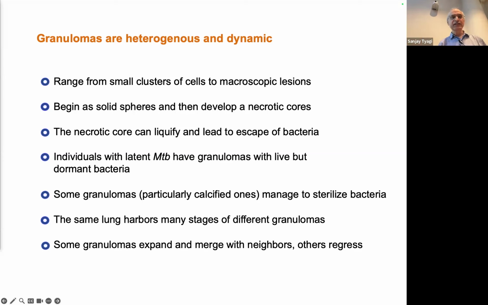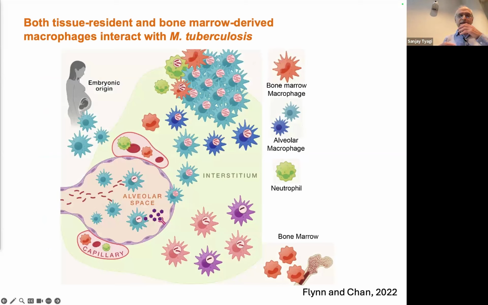It continuously changes. And this figure is taken from a very nice review in Cell by Flynn and Chan. Chan is not here, so if I make mistakes, there it is. Joe, if I make any mistakes about T cells, that's your fault. So a lot of what I'm going to describe comes from this review.